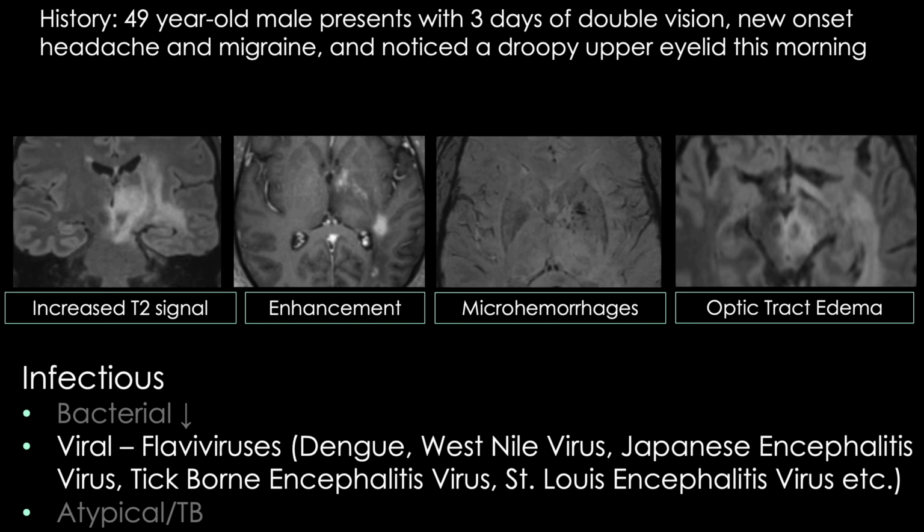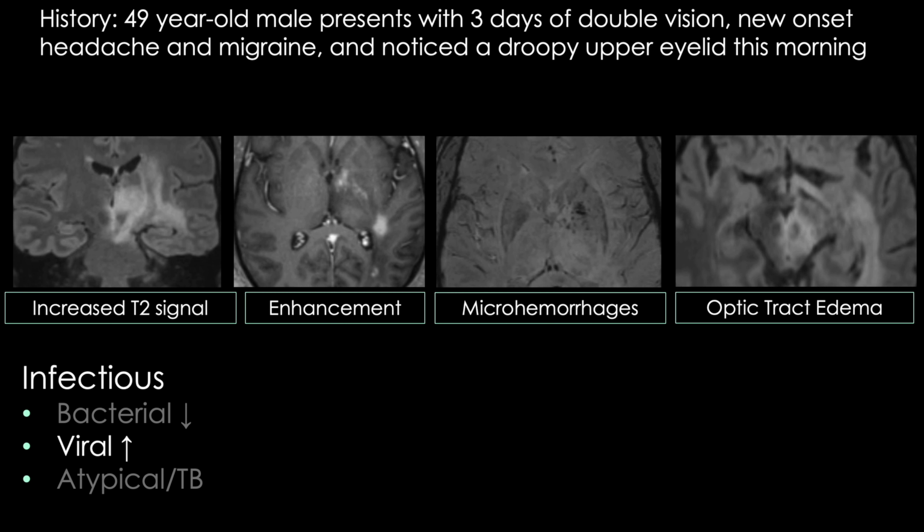Again, we would expect to see some evidence of active infection and inflammation on labs, as well as clinical findings of encephalitis such as altered mental status and neurological deficits. So we're going to give a viral etiology, possibly a flavivirus, a thumbs up on our differential.